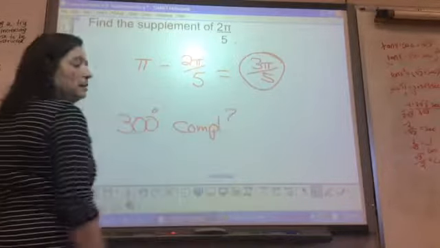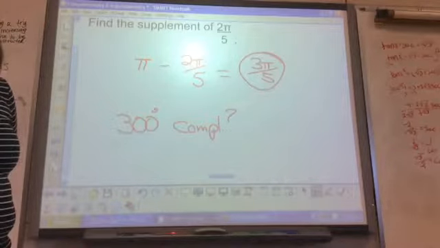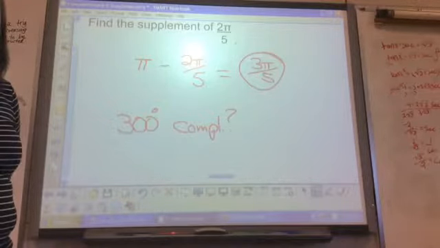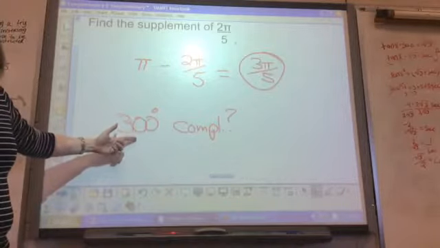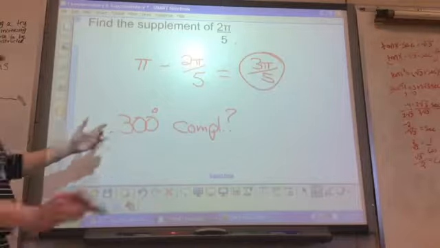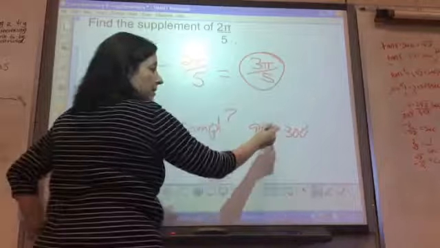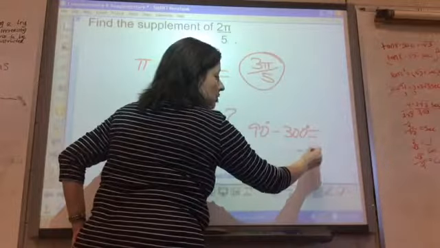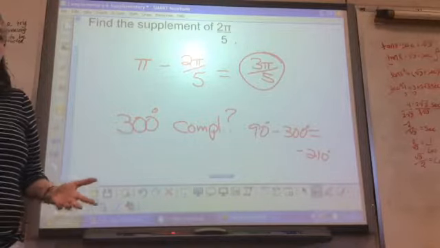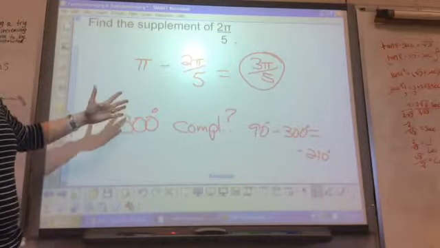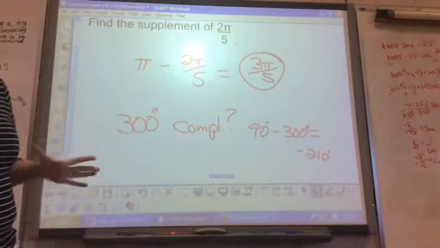What's the problem with that? It'd have to be negative. To get a complement means you've got to total out to be 90. That's way too big. So you're going to have a negative answer. You would have to do 90 minus 300 to get that answer, and it would be negative 210. That's okay. That's the only way you're going to get it added to be 90. So when you have something really big, you're going to have a negative answer. So think logically like that.